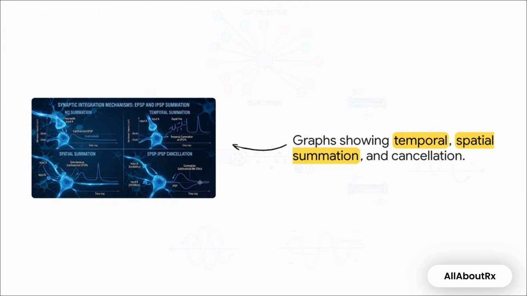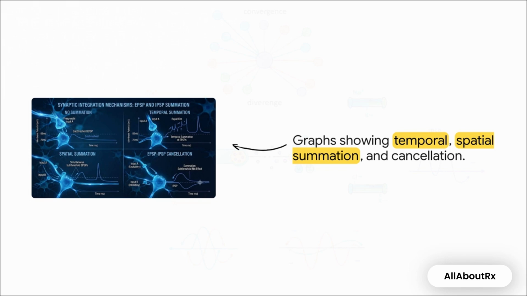Now, what's really interesting about this is how that biological math actually plays out. There are three main ways. First is temporal summation. This comes from rapid, successive firing, where a single presynaptic neuron fires repetitively. The EPSPs piggyback on top of each other before the first one can even fade, stair-stepping their way up to the threshold. Second is spatial summation.